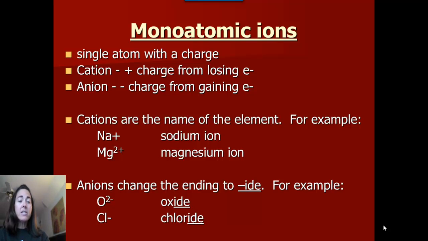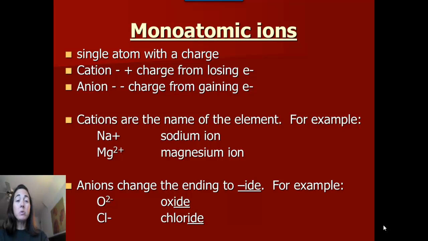The anions, the negative ions, are always going to come second in your compound. For example, the O2− ion is made from oxygen, but you have to take the end of the word oxygen off of that name and add IDE to the end. So it's called oxide, not oxygen. Same thing with chlorine. When it forms an ion, it's going to be renamed chloride. Put that IDE on the end.